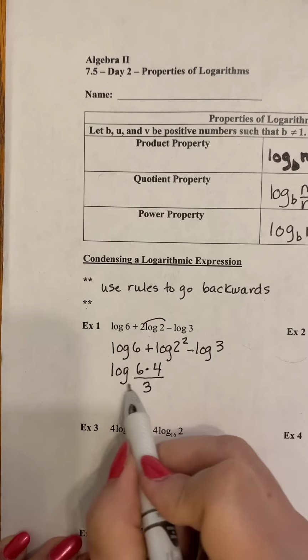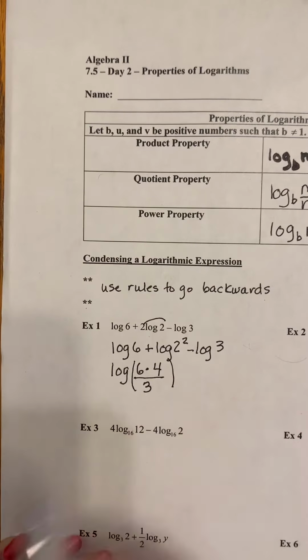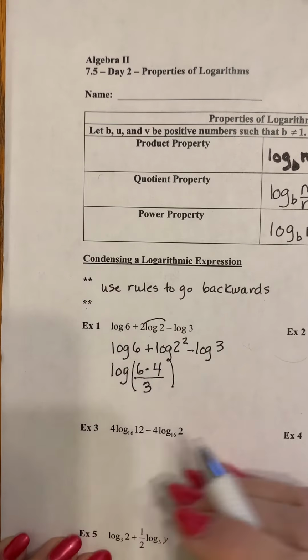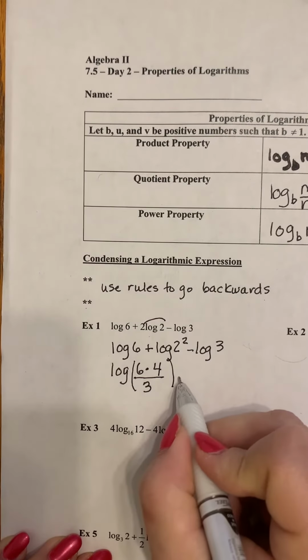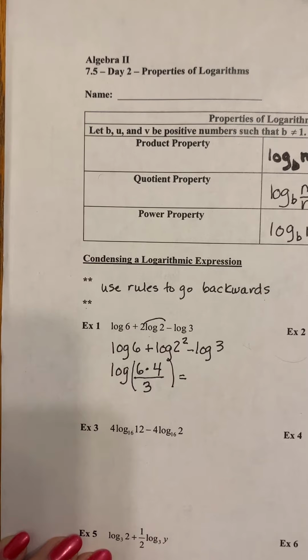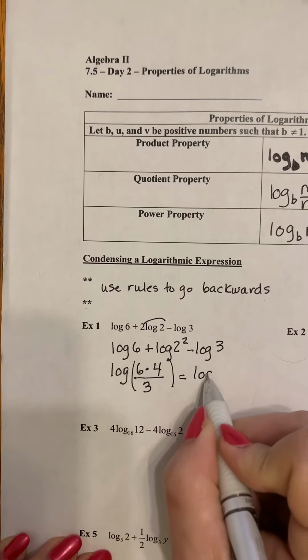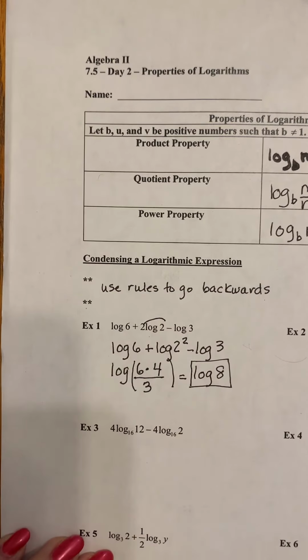Now I want you to notice, be very careful, don't make that line go beyond here because it's the log of this whole thing, not the log of 6 times 4 divided by the log of 3. That would give us a totally wrong answer. This is then going to reduce. So 6 times 4 is 24 divided by 3. It's just going to be the log of 8. And there it is, simplified. Condensed and simplified.